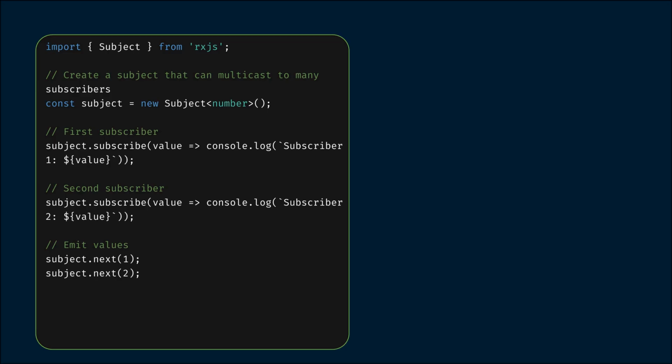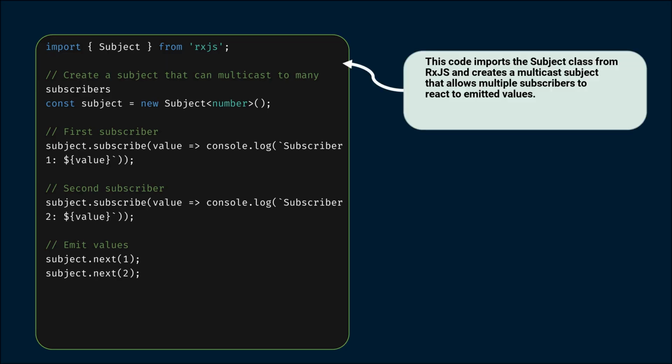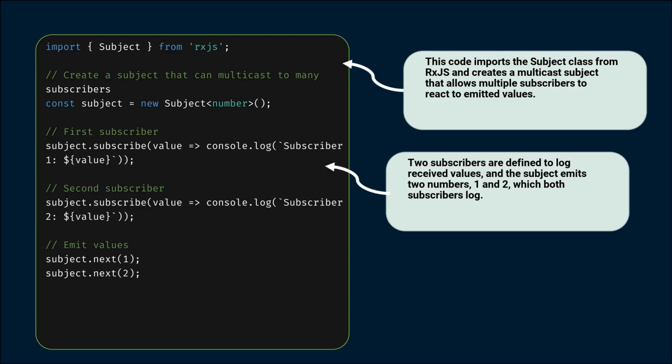Now let's take a look at how we can implement a multicast mechanism using a subject. A subject in RxJS is unique because it can act both as an observable and an observer, allowing multiple subscribers to react simultaneously to emitted values. In our code, we start by creating a subject that allows us to emit numbers, enabling multiple subscribers to listen for those emissions. Next, we define two subscribers, each logging the received value to the console with a distinct message. This illustrates the concept of multiple subscribers reacting to the same emitted data.